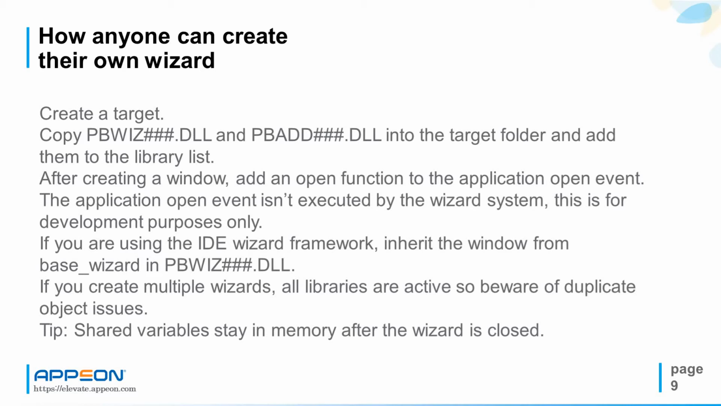After creating a window, add an open function to the application open event. Now the application open event isn't executed by the wizard system. This is for your development purposes only. So that way you can run the wizard with the run man, do your testing, and then once it's ready and you're productionalizing it, the IDE will not use the code in the application open event.